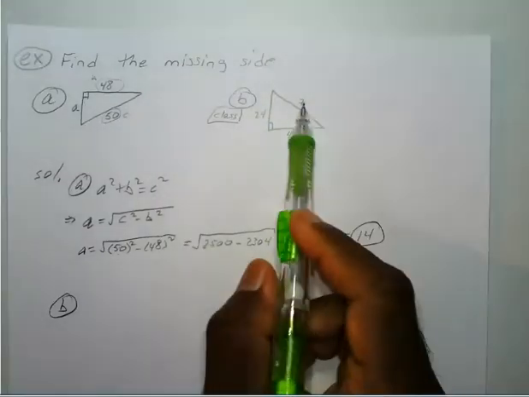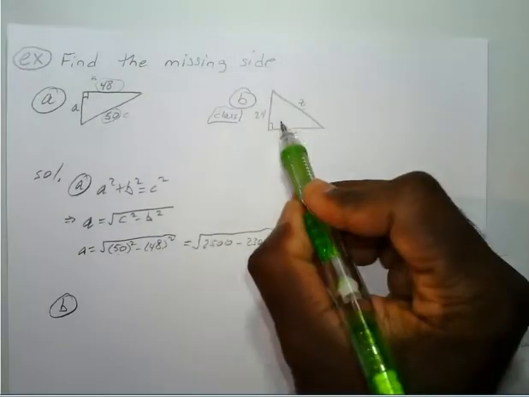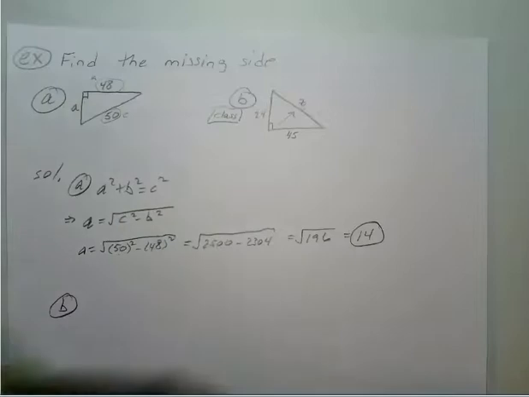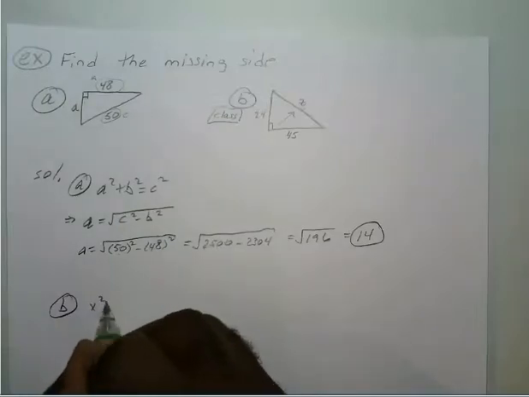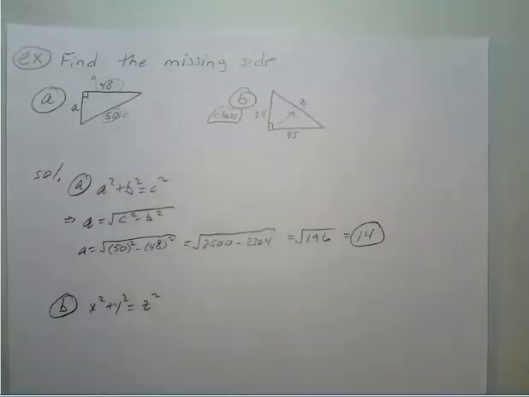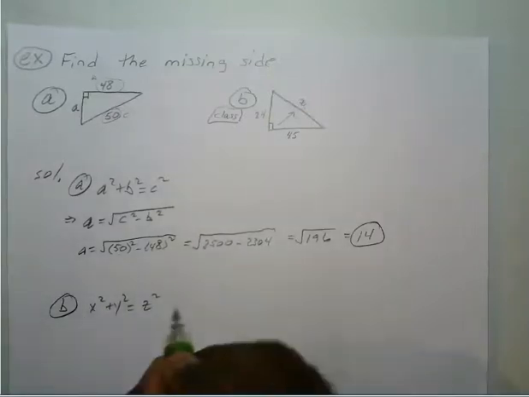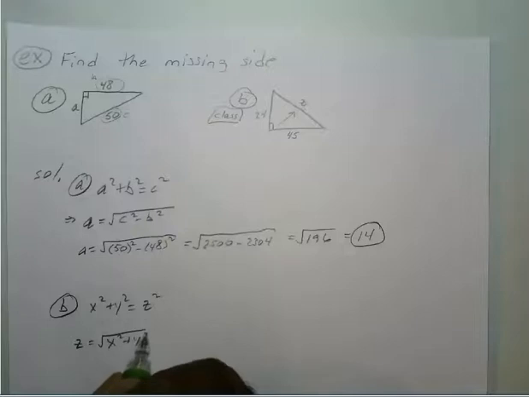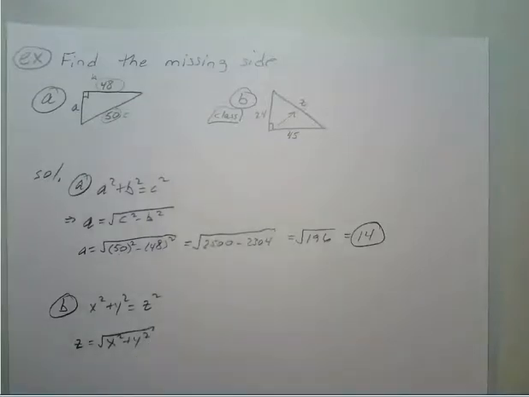Okay, so we're solving for the hypotenuse, which is your C or your Z, depending on which formula you want to use. So x squared plus y squared equals z squared. So if we square root both sides, we know that z squared, or z, will equal the square root of x squared plus y squared. Okay, so your z is going to equal the square root.